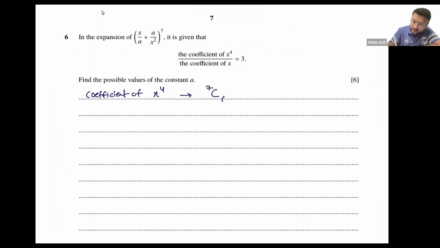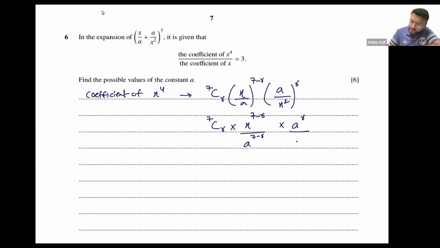अब 7Cr (x upon a) to the power of 7 minus r times (a upon x square) to the power of r. ठीक है? If you're good with the observation, you can directly do it. Otherwise, you can just do the simple working and figure out the value of r. x की power 7 minus r divided by a की power 7 minus r times a की power r divided by x की power 2r, which is 7Cr times a to the power of 2r minus 7 times x to the power of 7 minus 3r.